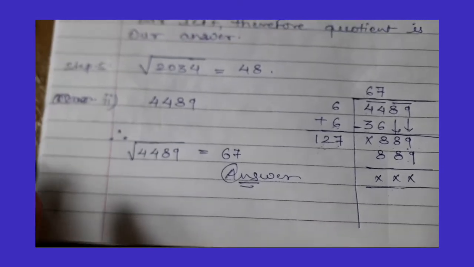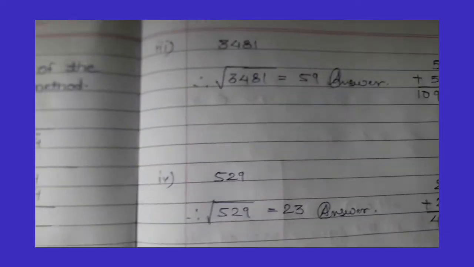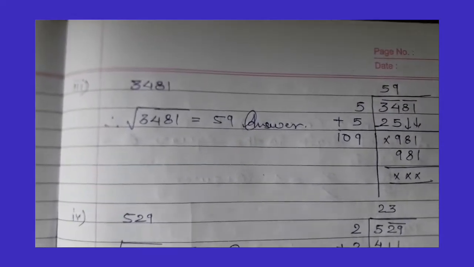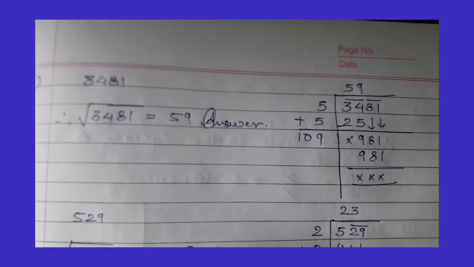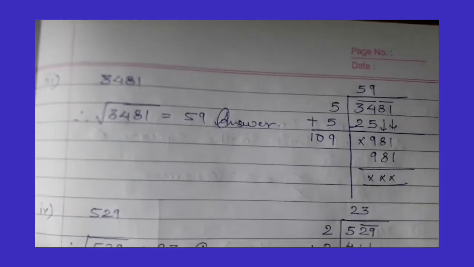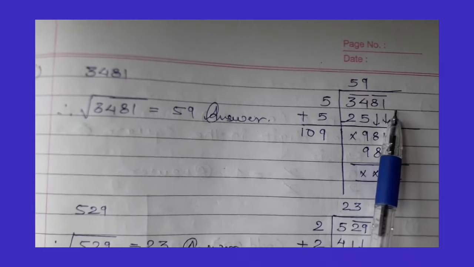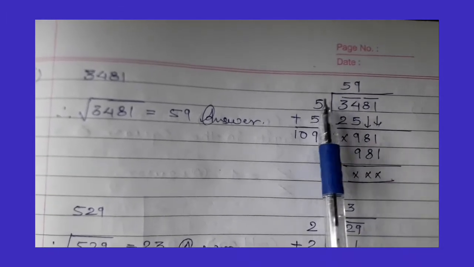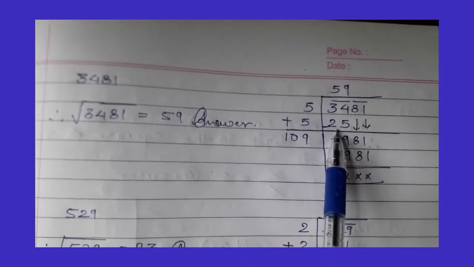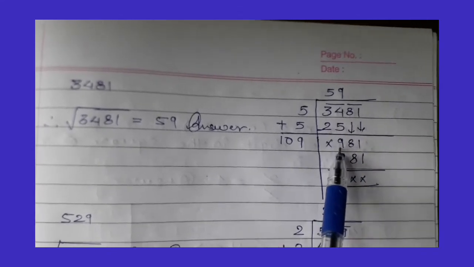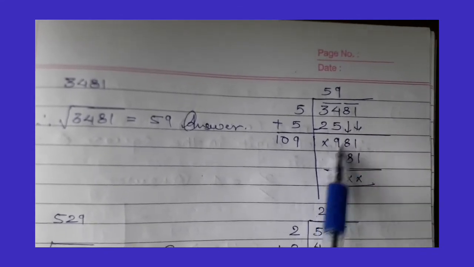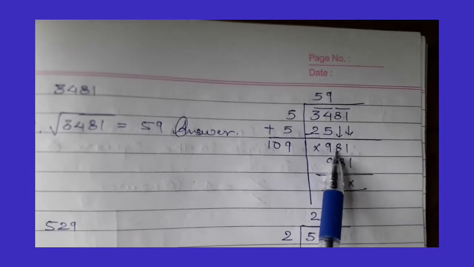Now see third part. Third part is 3481. Again same thing, same steps we'll follow. First of all we'll make pair from units place. Then 5 5s are, you can see, 25. When you subtract, 9 is remainder, then this 81, next pair we'll note down.